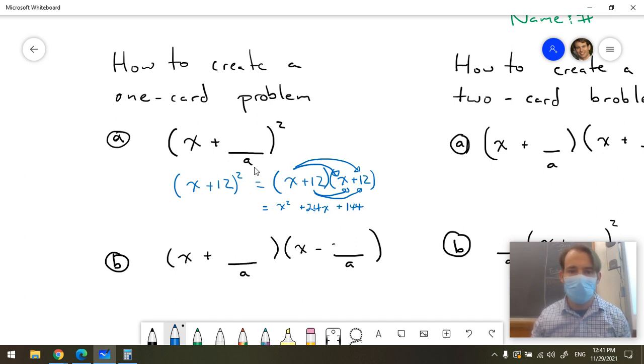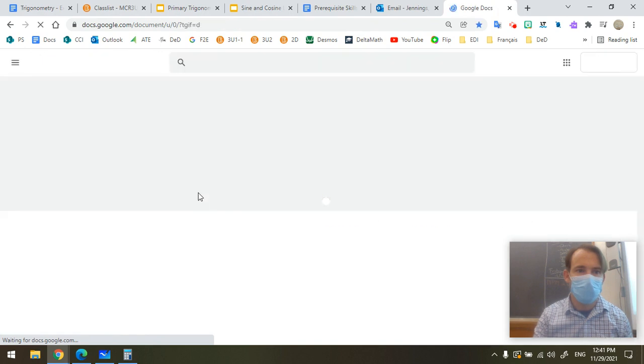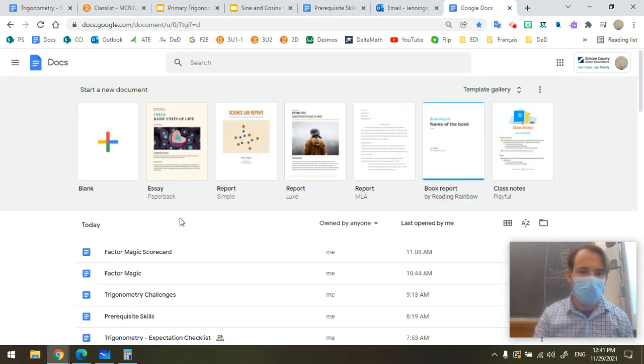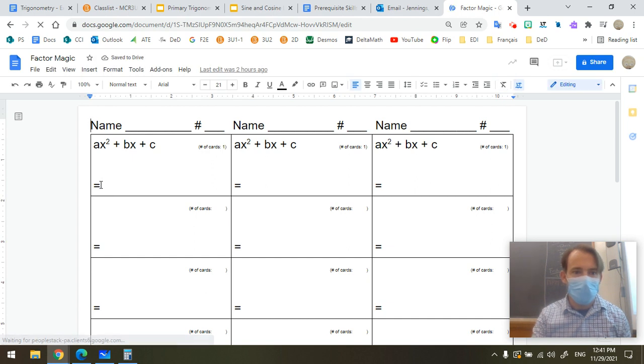And then that I would write down on my problem slip. And my problem slip is going to look like, where is my Factor Magic here? Docs, Factor Magic. So then I would just go ahead and write in here x squared plus 24x plus 144. And I would say that's a one card problem there.